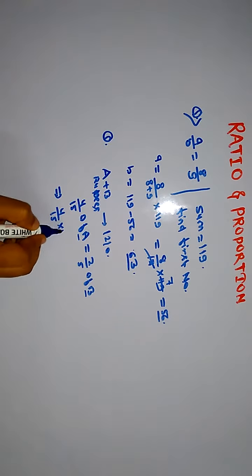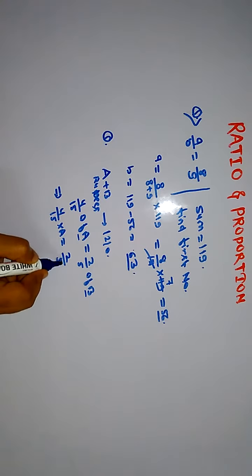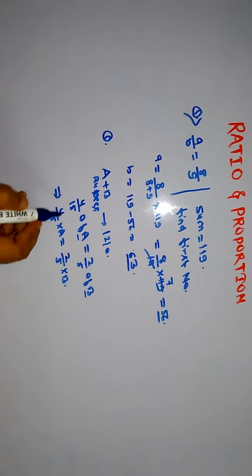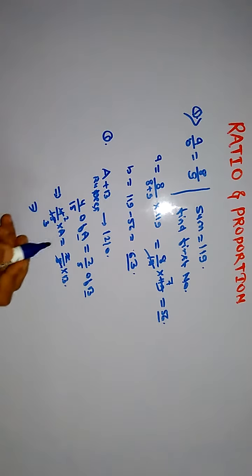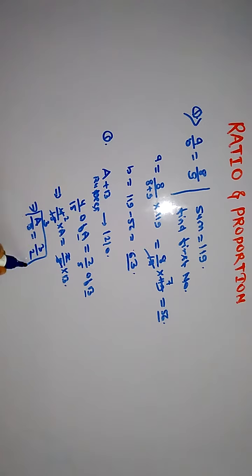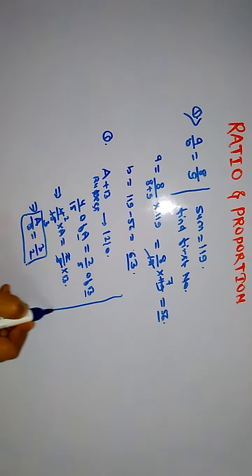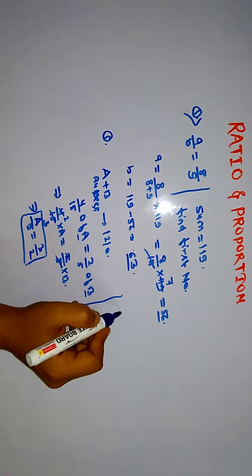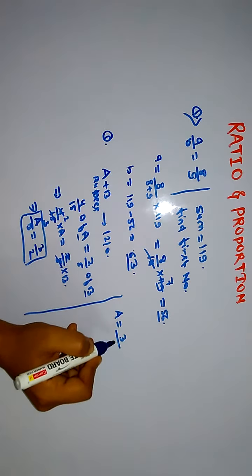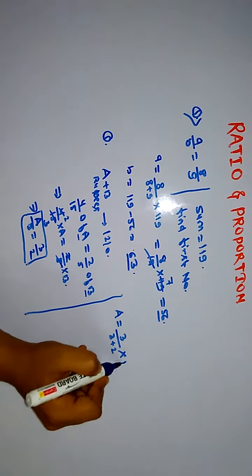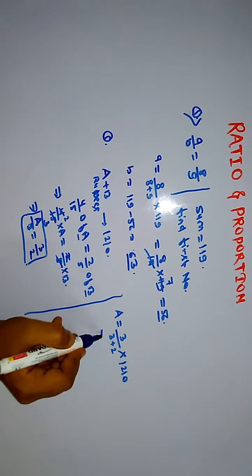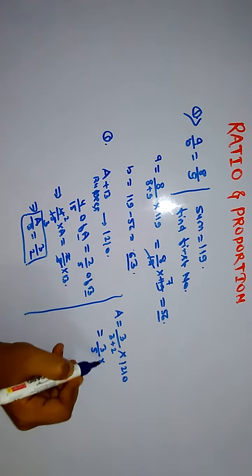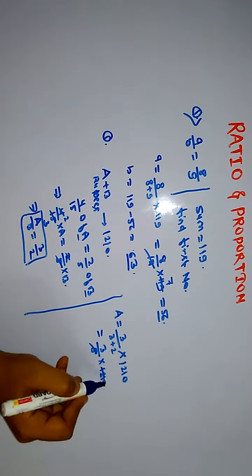4 by 15 into A equals 2 by 5 into B. So this gets cancelled and this will also get cancelled. So A by B equals 3 by 2, which means here we got a ratio. Now we have to calculate A's part. A's part will be 3 upon 3 plus 2 into 1210. So this will be 3 upon 5 into 1210, and it will get cancelled.